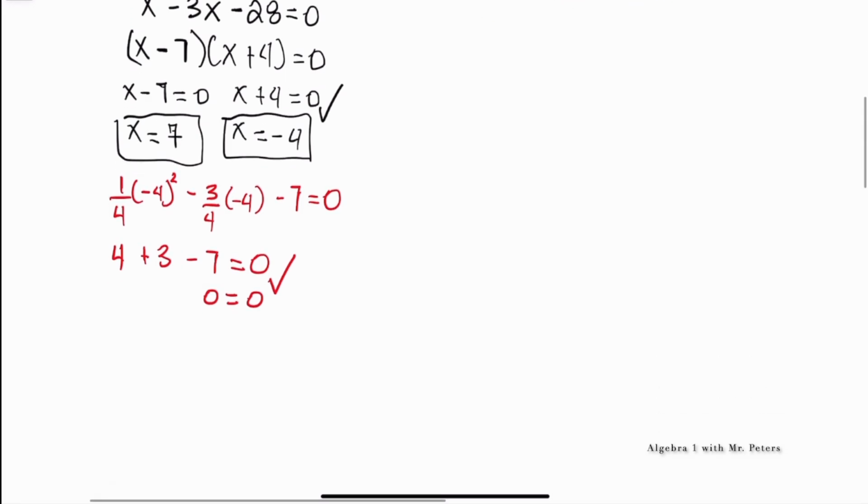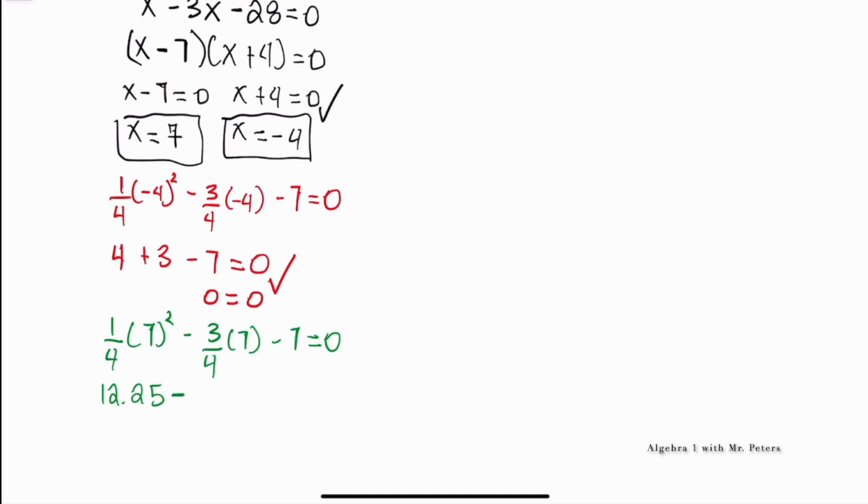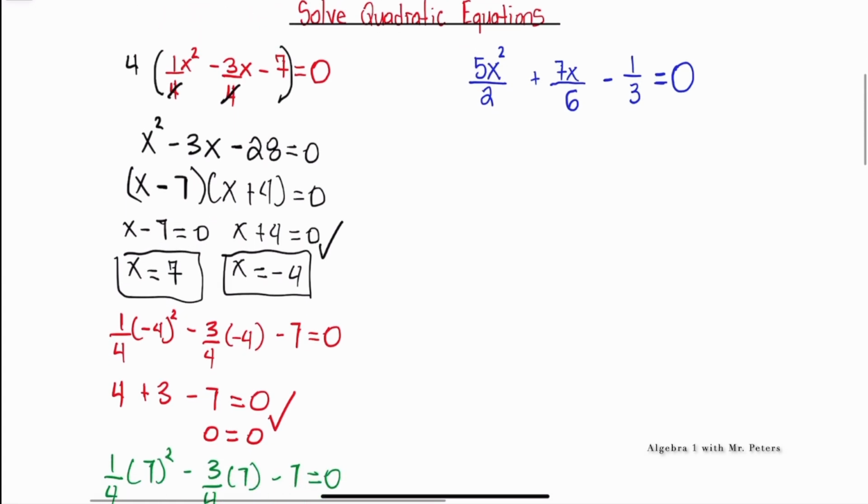Now let's say we go to our second answer choice. So we have 1 over 4 times 7 squared minus 3 over 4 times 7 minus 7 is equal to 0. So 49 divided by 4 is going to give us 12.25 minus 21 divided by 4, which is going to be 5.25 minus 7 is equal to 0. When we combine our two decimals and subtract, we're going to get 7. And then when we subtract that last 7, we're going to get 0 is equal to 0. So after factoring this quadratic equation, we have no extraneous solutions.